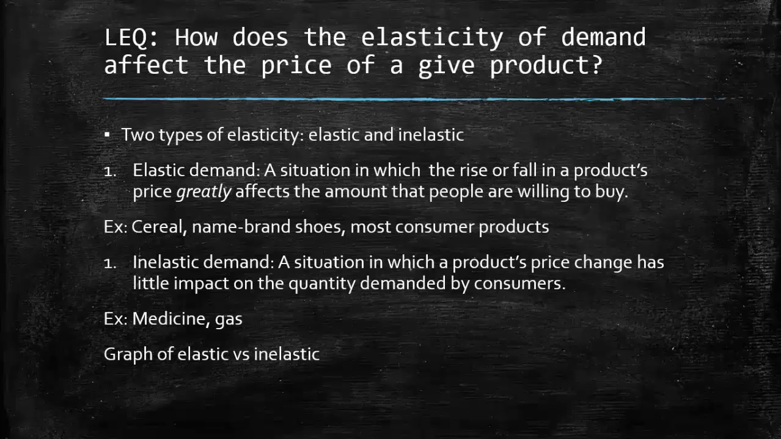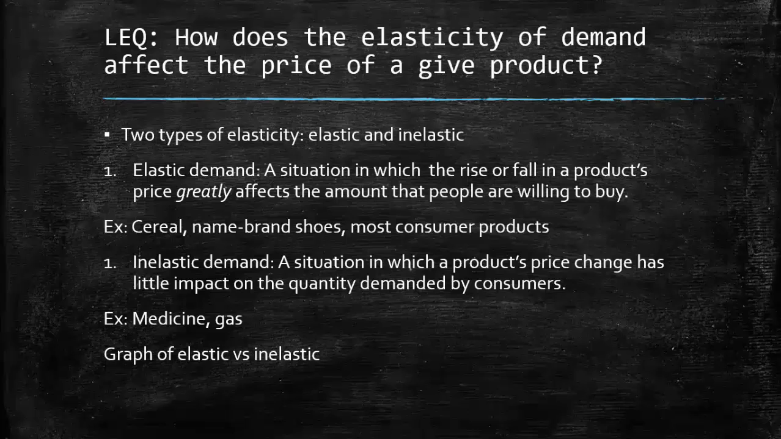Now, the second type of elasticity is inelastic demand. In our discussion about demand so far in this unit, some of you have hinted at inelastic demand, and I'll tell you why in a moment. Inelastic demand is a situation in which a product's price change has little impact on the quantity demanded by consumers. So if the price goes up, quantity demanded only goes down a little bit. Again, the law of demand still applies here, folks. It just goes down a little bit.